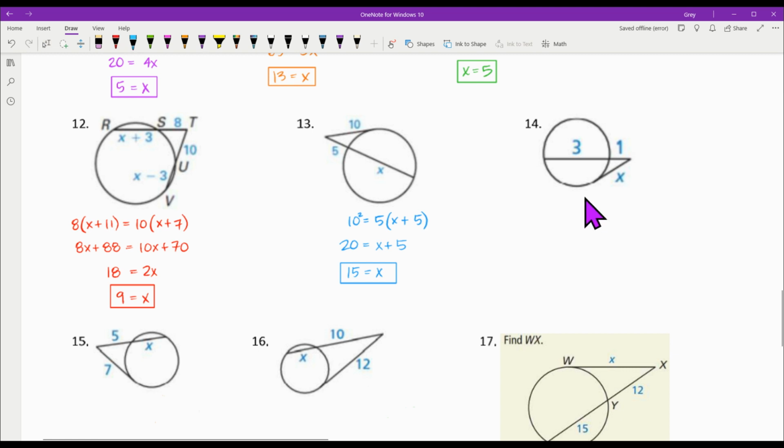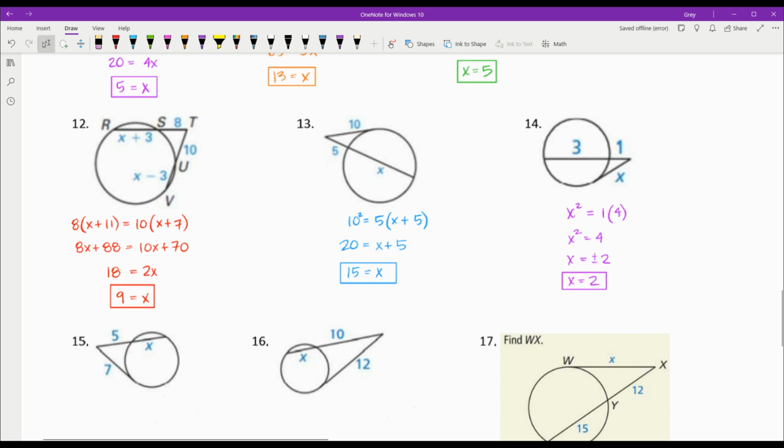All right, number 14, outside is x and the whole thing is x. So that's x squared equals, the outside is 1, and the whole thing is 1 plus 3. And that's 4. So x squared equals 4. X equals plus or minus 2. But I can't have a segment that's negative, so it's just x equals 2.